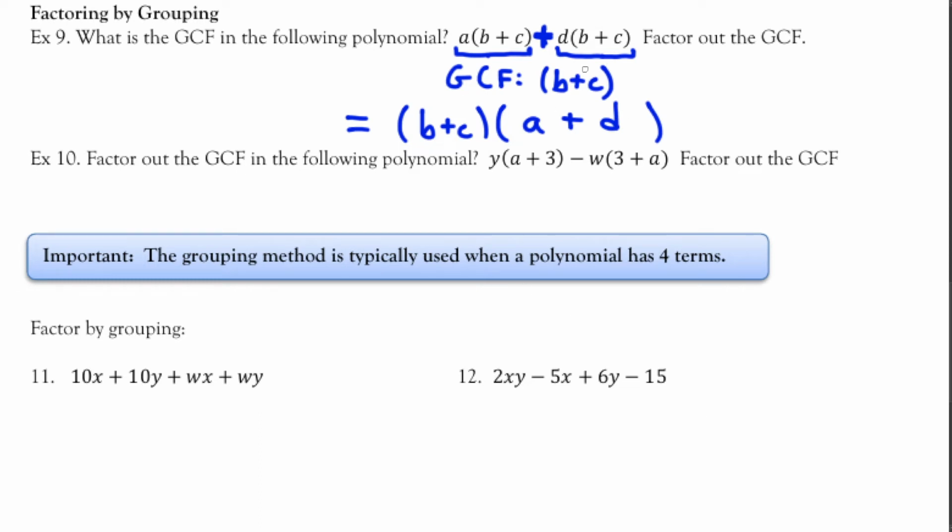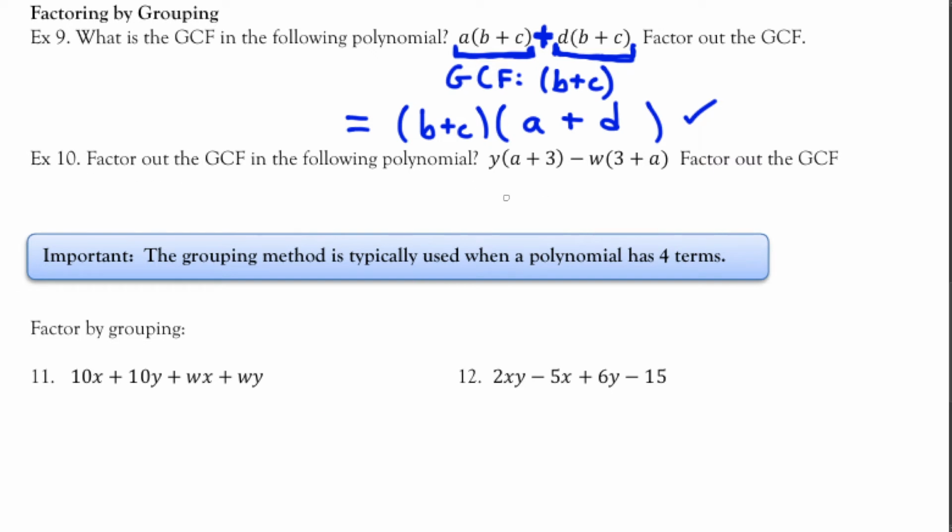This step will be the hardest part of factoring by grouping, because you have to, in your mind, chunk this expression into 2 pieces to decide that this is the first term and this is the second term. And then you can use the greatest common factor method. This is done.